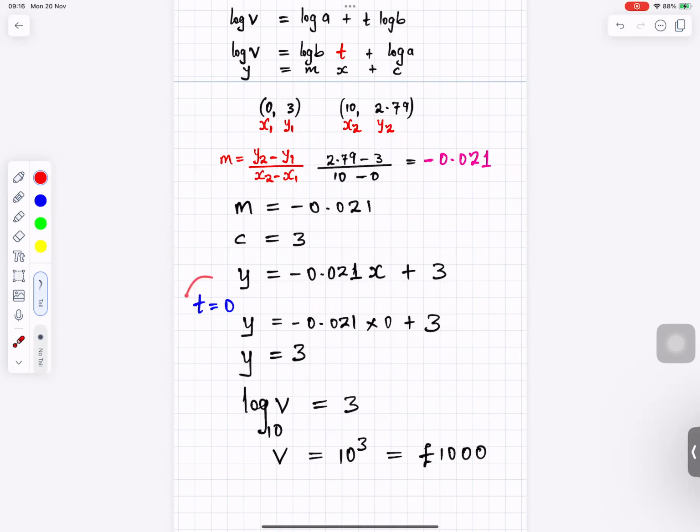Now, when t is 0, you substitute 0 there, y will be 3. Now, log v was on the y-axis. So log v to the base 10 equals 3. So this 10 is looking at that 3. So 10 to the power 3 is 1,000.